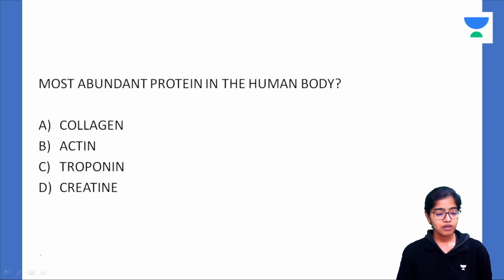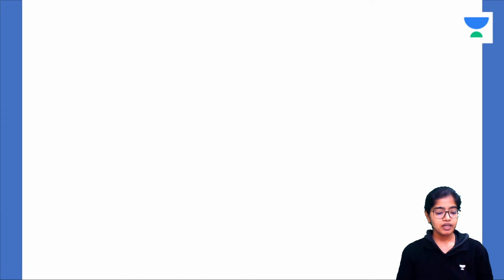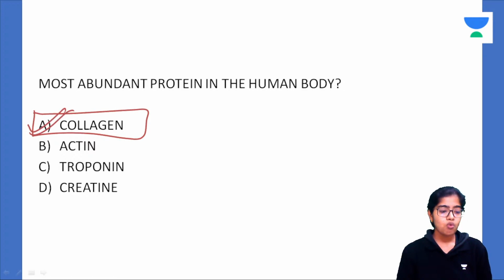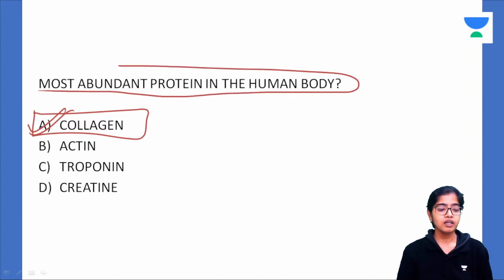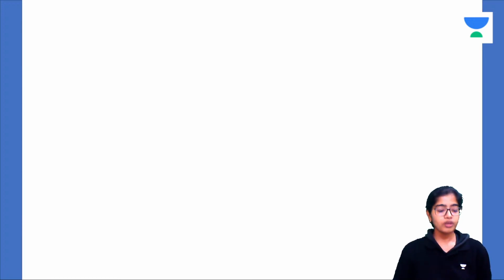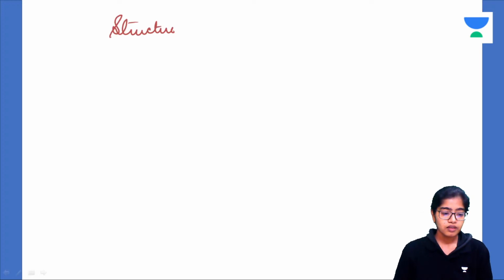All right, so now I'll come up with the answer. The answer is A, collagen. Collagen is the most abundant protein in the human body. Got it? Understood? Now what are we going to discuss? We are going to discuss the structure of collagen.